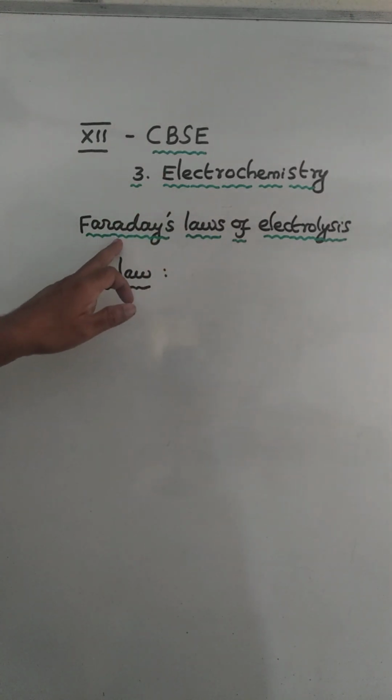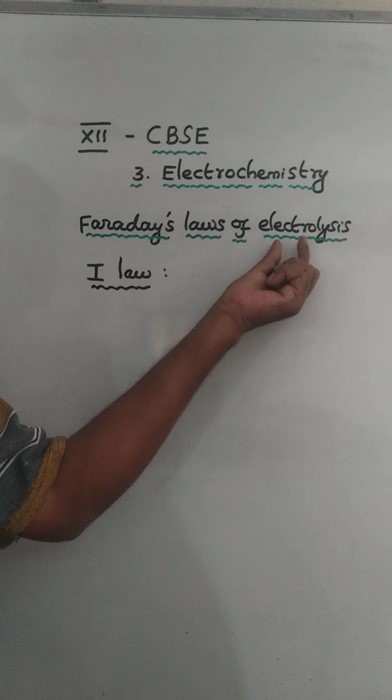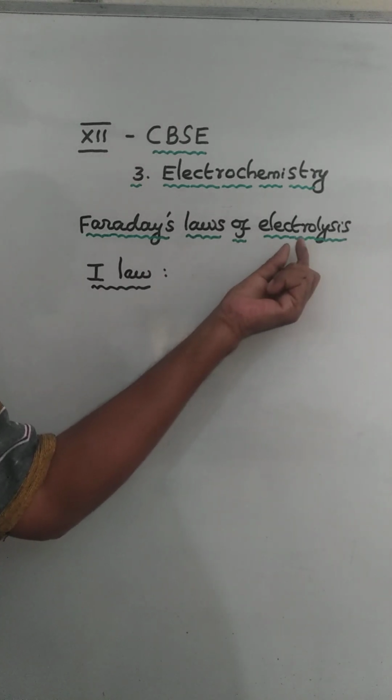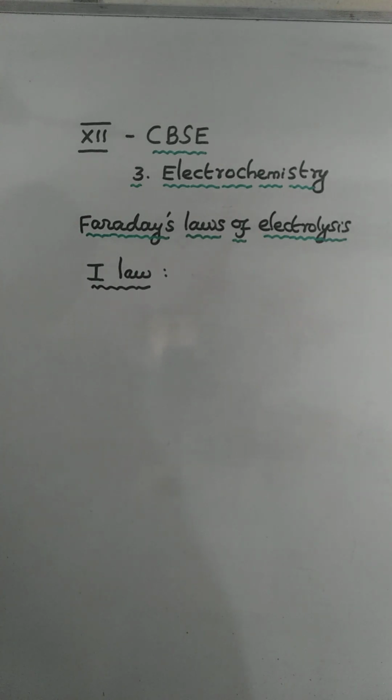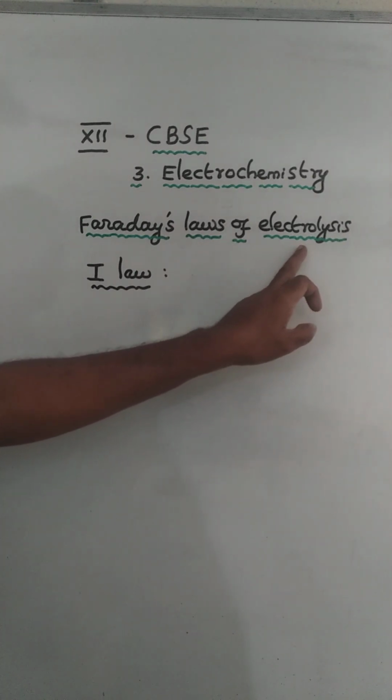Today I am going to take one topic in 12th CBSE Chemistry, Unit 3 Electrochemistry, and the topic is Faraday's laws of electrolysis. You know the meaning of electrolysis. It is the phenomenon of passing electric current through the electrolyte. It is carried out in an electrolytic cell.